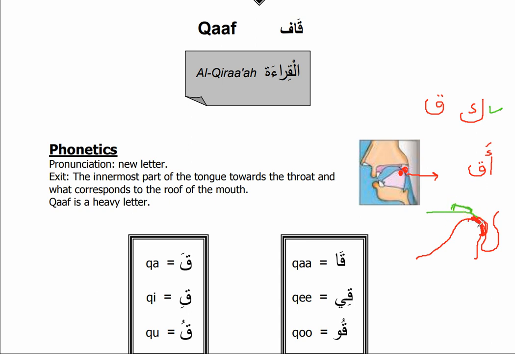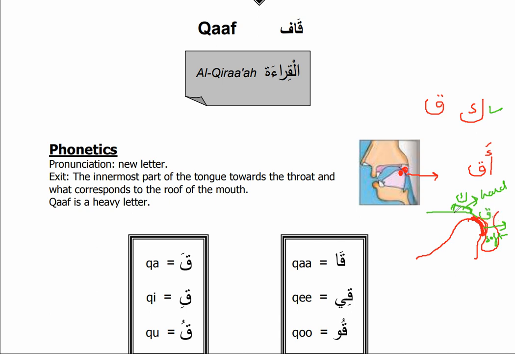It's very near. The exit or the touching point is very near. This is for kaf and this is for heavy qaf. This is the hard part, and this is the soft part. So remember that you touch the root of the tongue with the soft part, and there is the makhraj for the heavy qaf.